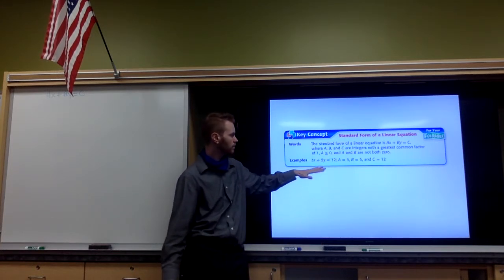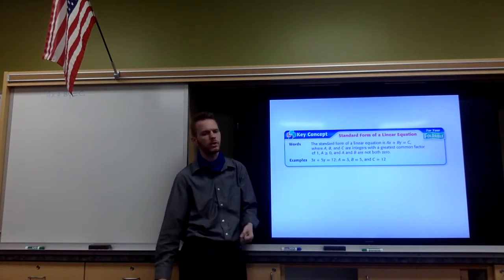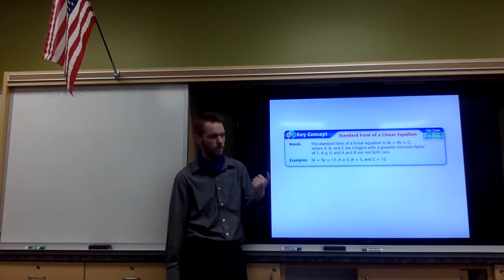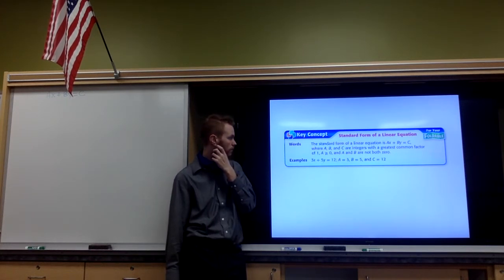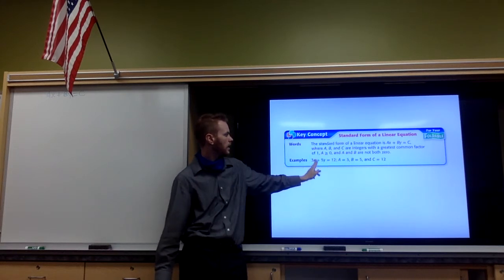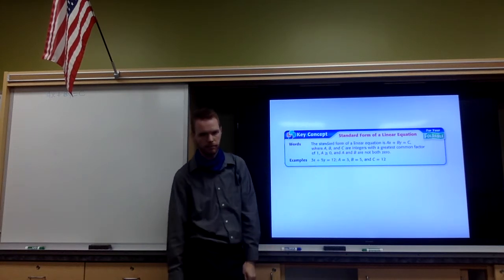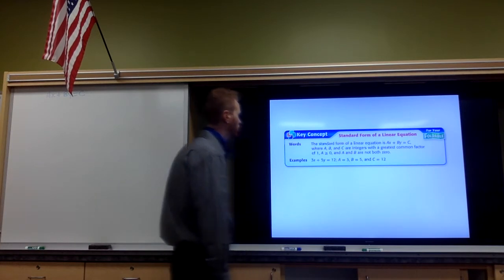A lot of people can rearrange the equation to get x's and y's to one side. That's not an issue. It's just making sure that the greatest common factor is 1. And of course, the other thing, a, the first value, cannot be negative. That's important.